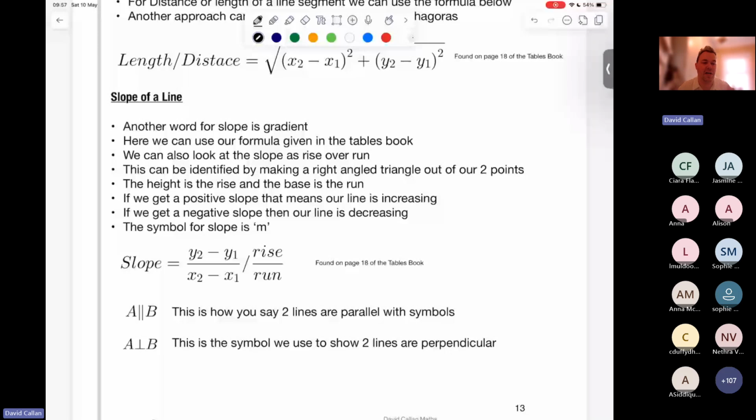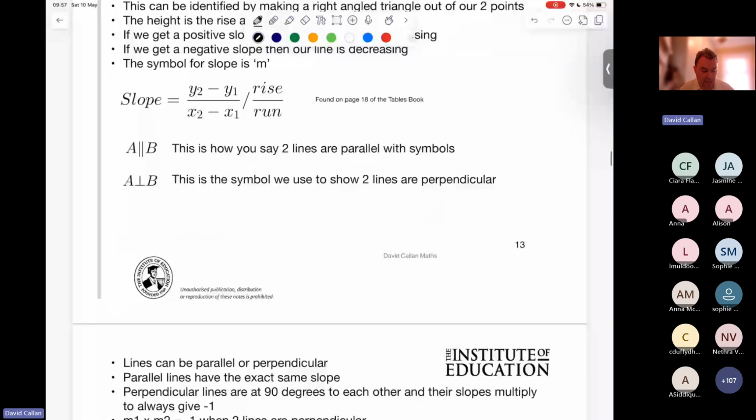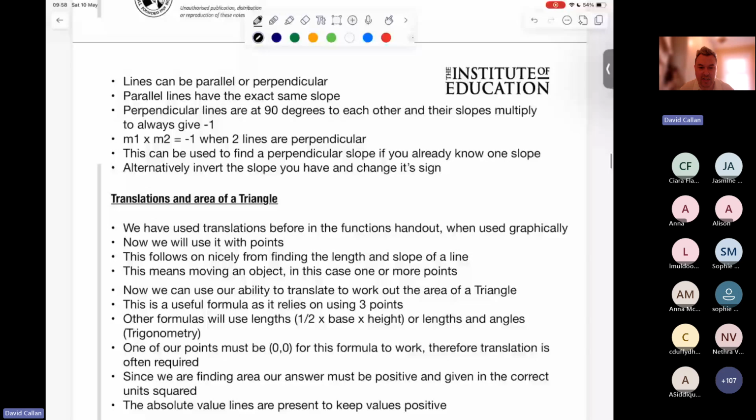That's all. A positive slope means it's increasing. A negative slope means it's decreasing. Just an overview from your junior cycle again. Nothing new, but just always good to know how to tell perpendicular versus parallel slopes.